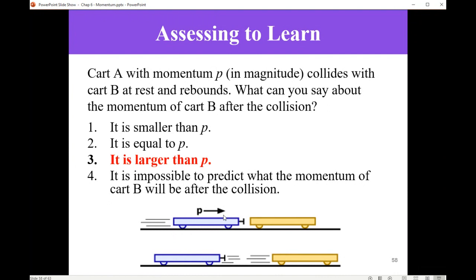So this way it is larger than P because of the change in momentum. You have P minus minus P, for example, so it's 2P, the change in momentum. To conserve momentum, the change here is 2P, so the change here must be 2P. So the momentum of this cart will be greater than P.